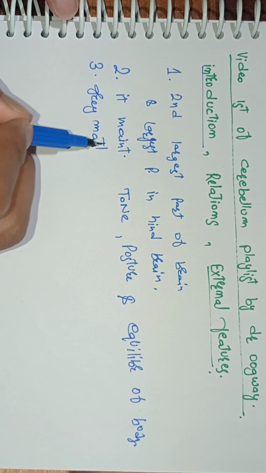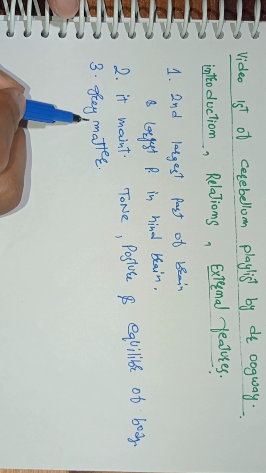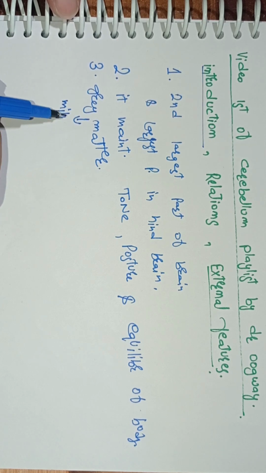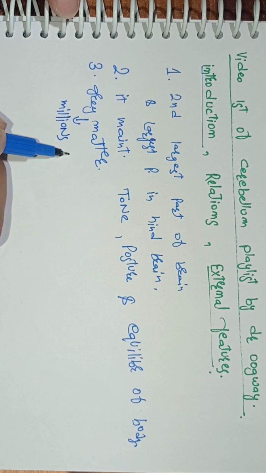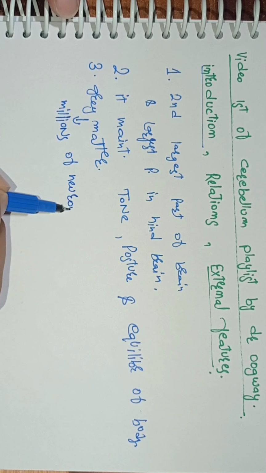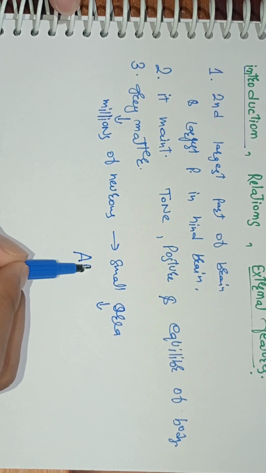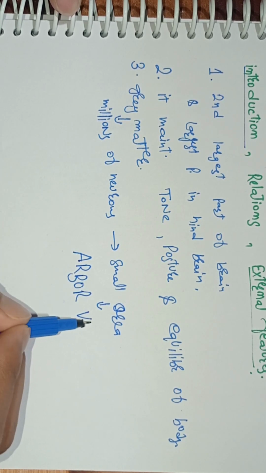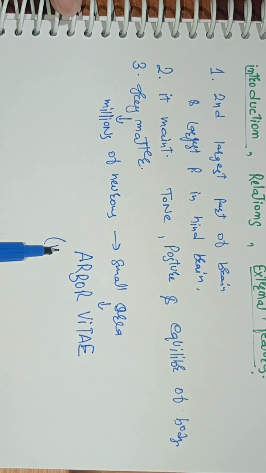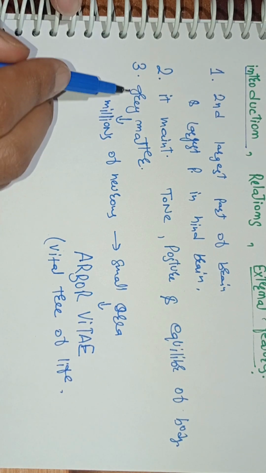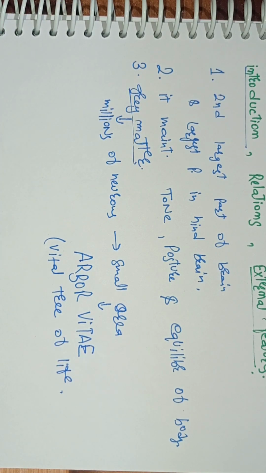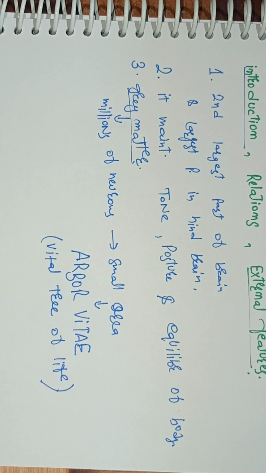Number third point in the introduction, it has a gray matter. We know brain has gray matter and white matter. The gray matter of cerebellum contains millions of neurons in a very small space, or small area. This arrangement is called as arbor vitae, that means vital tree of life.